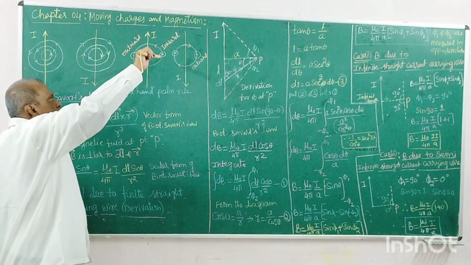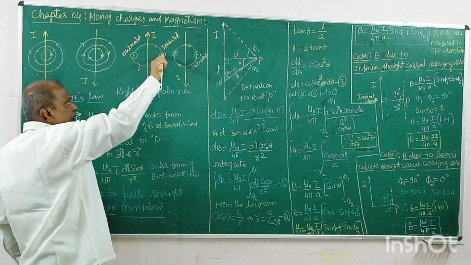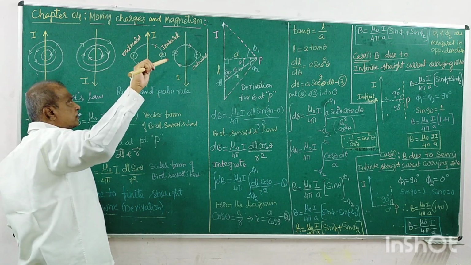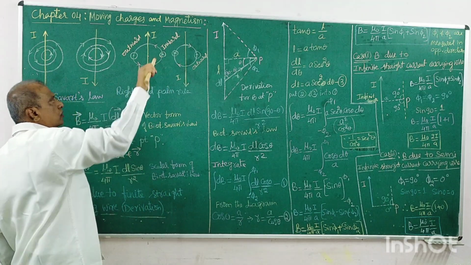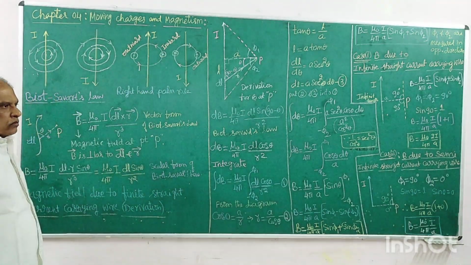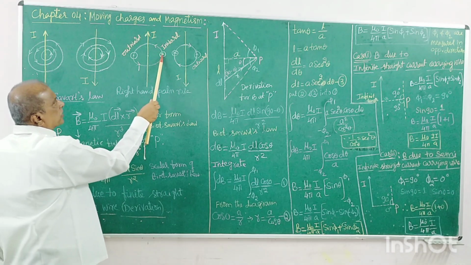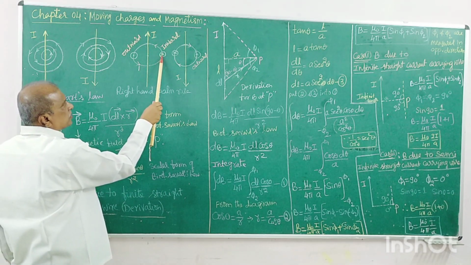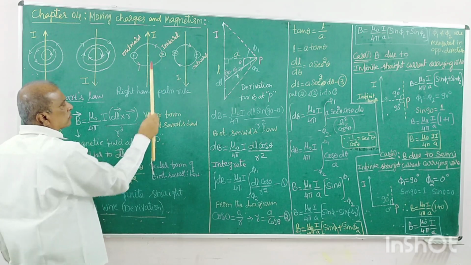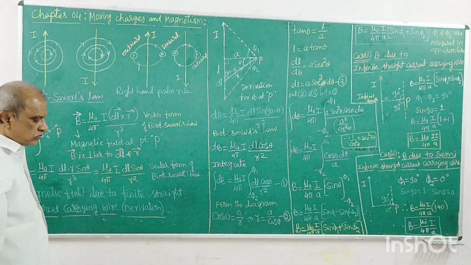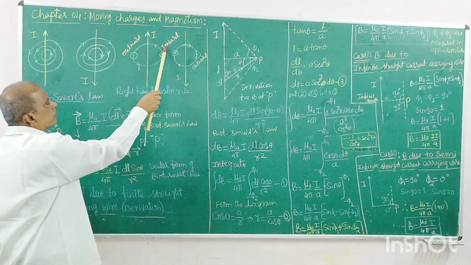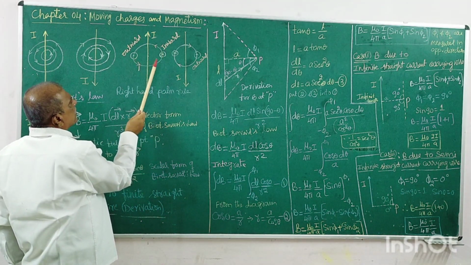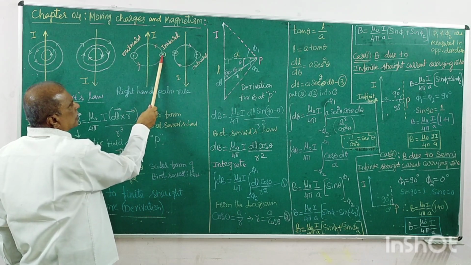That is, the magnetic field is always perpendicular. At this point the direction is inward, going into the plane. This point is perpendicular and inward. It is symbolized by a small circle with a cross inside. It is inward. If the point is on the right hand side, it is the same kind.